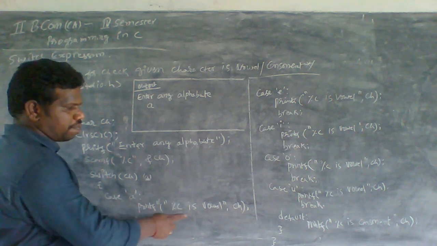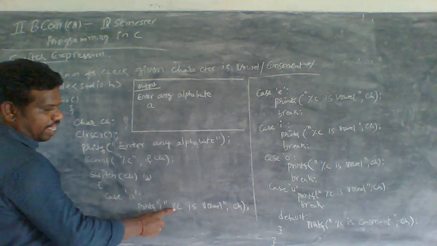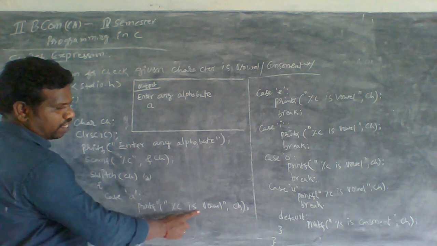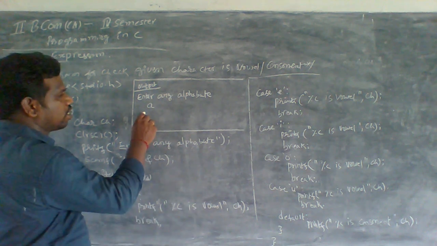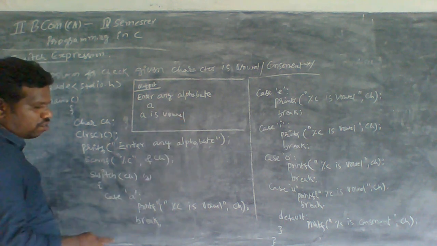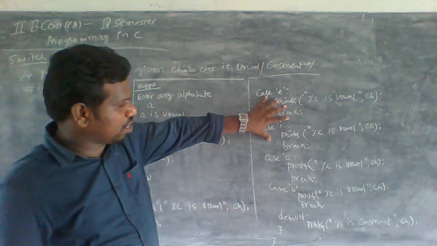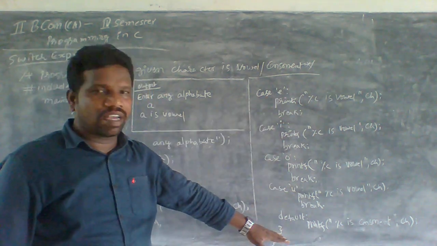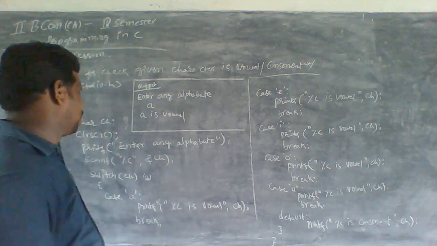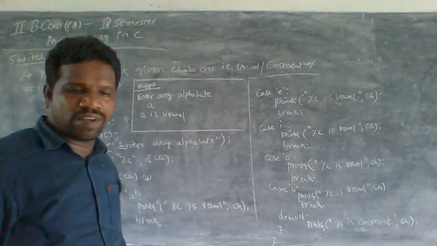What does ch contain here? Ch contains A here, and A is a vowel. When the program executes, the printed answer is "A is vowel" here. Then break stops the program here, and automatically the entire switch will be stopped, and the program is going to stop here. So this is one of the outputs. Our output is A is vowel here.